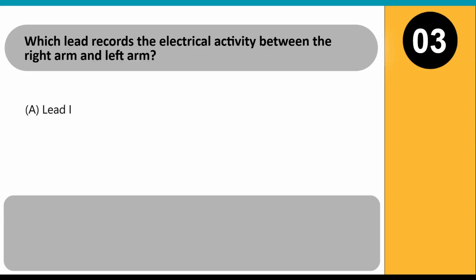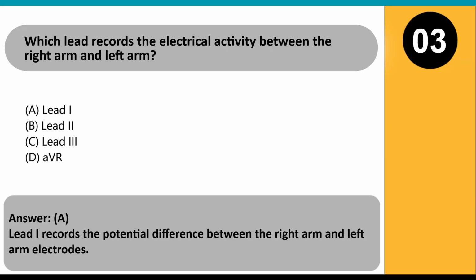Which lead records the electrical activity between the right arm and left arm? A. Lead I. B. Lead 2. C. Lead 3. D. aVR. Answer A. Lead I records the potential difference between the right arm and left arm electrodes.